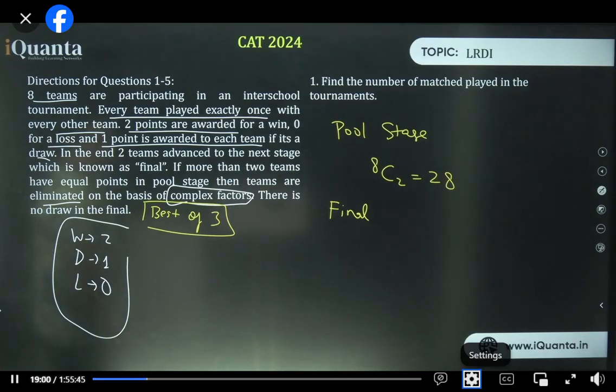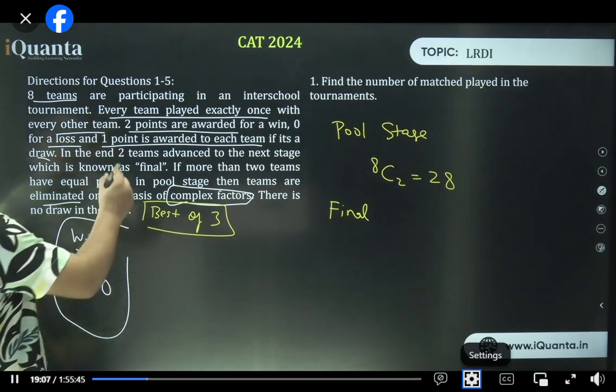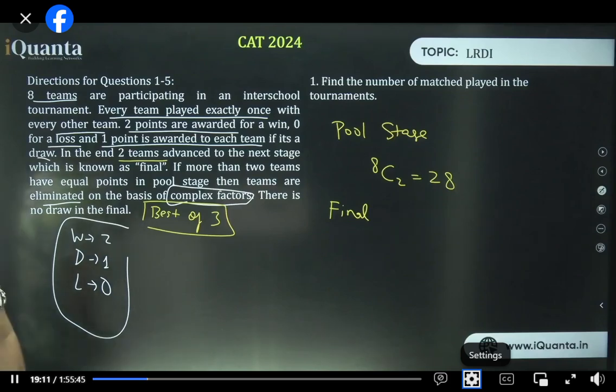Anshika, the pool stage is the first stage, just before the final. All the teams are playing against each other. And after that, two teams advance to the next stage. The next stage is the final, in which best of three will be considered.